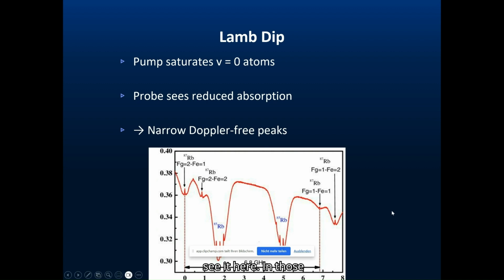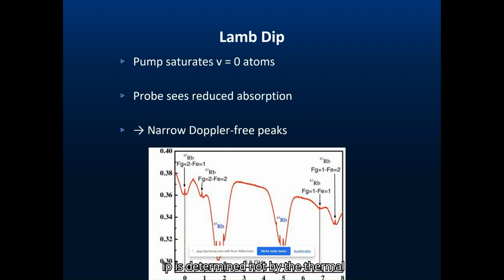You can see it here. In those Doppler broadened dips, you have some of those peaks. Those peaks are exactly the hyperfine peaks, or as we call them, Lamb dips. The broad Doppler profile comes from all velocity classes, but the narrow Lamb dip comes only from atoms with zero velocity, which do not experience a Doppler shift.